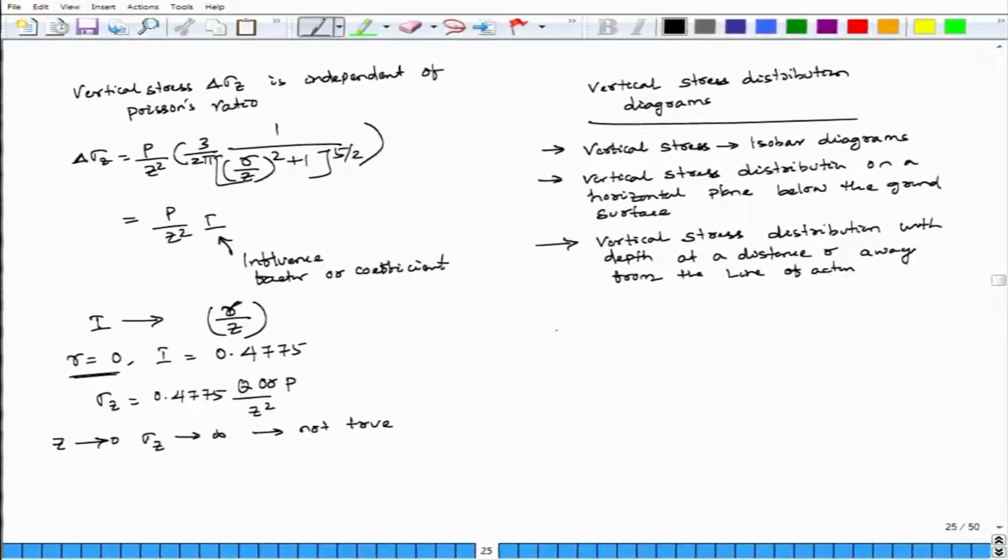So, if I draw it here, what you are supposed to get? This is your point load P, I am getting a vertical stress, that means isobar diagrams. This is my isobar.